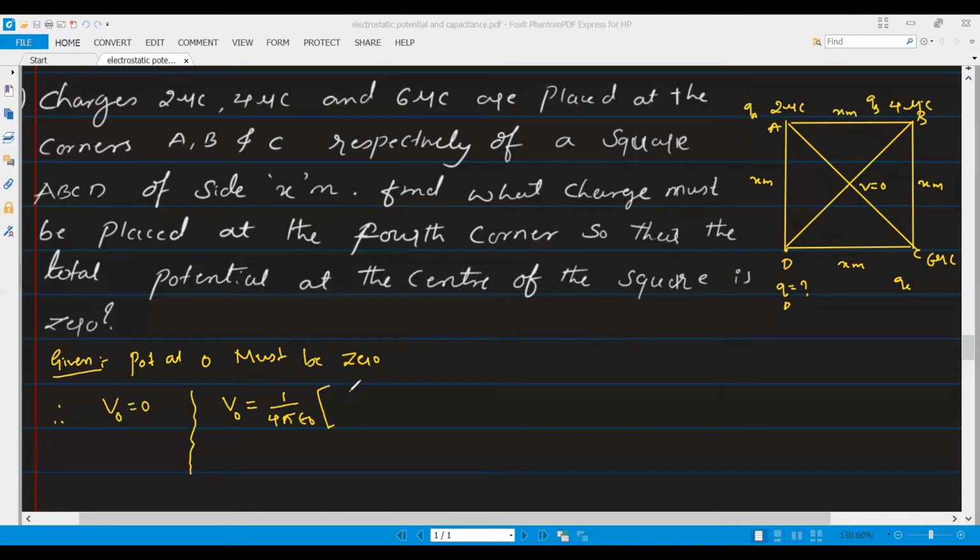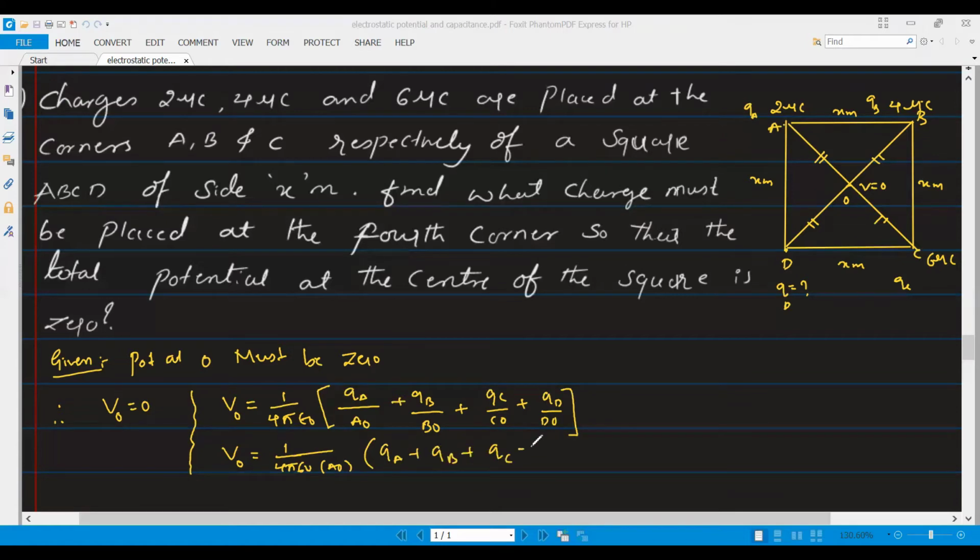We are asked to calculate the value of QD. So this must be QA divided by the distance from here to here. Let us call this as O. That means this is going to be AO, plus QB divided by BO, plus QC divided by CO, plus QD divided by DO. Since it is a square, all these distances must be equal. This is the diagonal intersection point, so from here to here and here to here, these all distances will be the same. So VO is equal to 1 upon 4 pi epsilon naught times AO. We can take that out of the bracket because AO, BO, CO and DO are the same. So therefore this becomes QA plus QB plus QC plus QD.